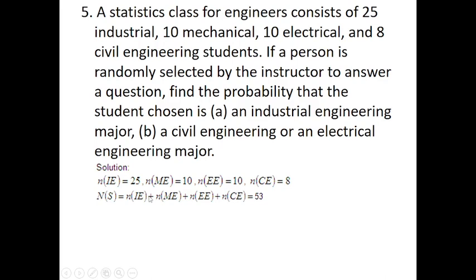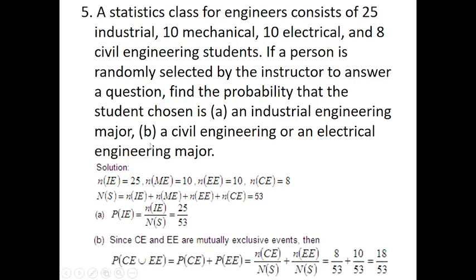Para sa event na involving IE, yung bilang ng mga outcomes doon na 25. Para sa event involving ME, bilang ng mga outcomes doon. Tapos para sa EE, para sa CE. So, 25, 10, 10, 8, 53. So, ito yung ating sagot, 25 over 53. Number of IE students, 25. Total number of outcomes in the sample space is 53. So, that's the answer. Okay?